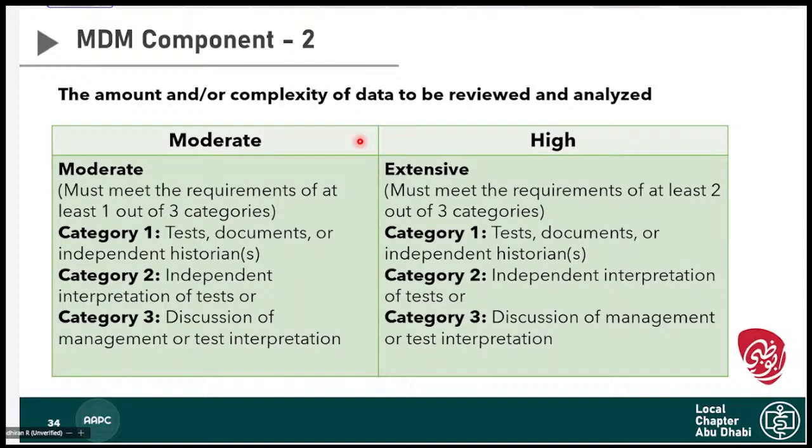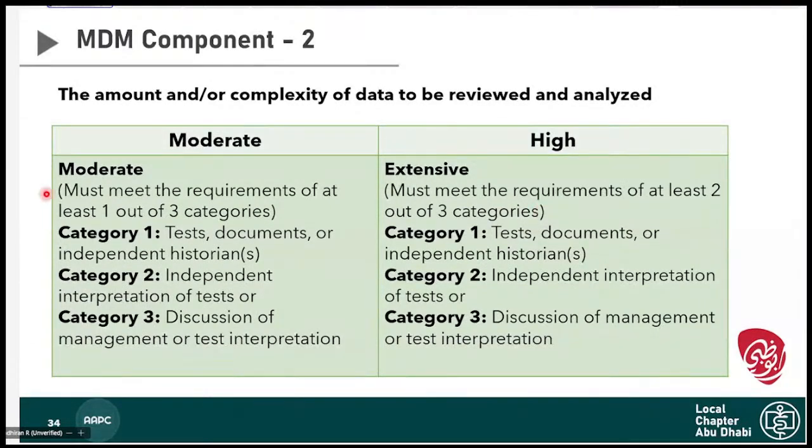So next we'll discuss MDM component 2 point. Component 2 point is the amount and or complexity of data to be reviewed and analyzed. Here, for moderate and high levels we have three categories. For the moderate level, out of the three, only one category is required. For the high level, we require at least two categories out of three.